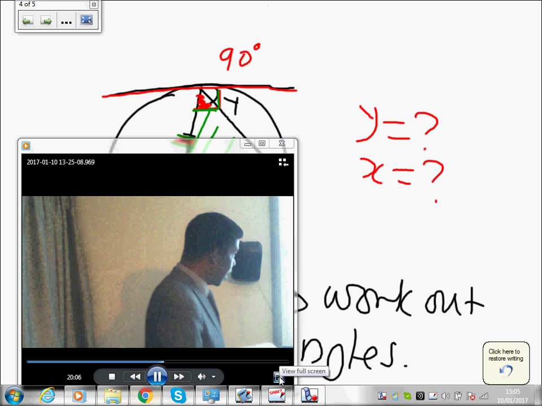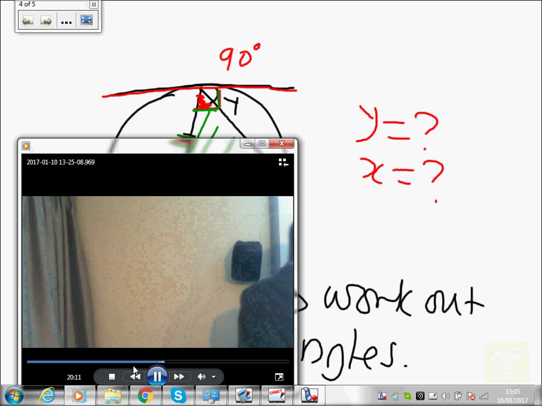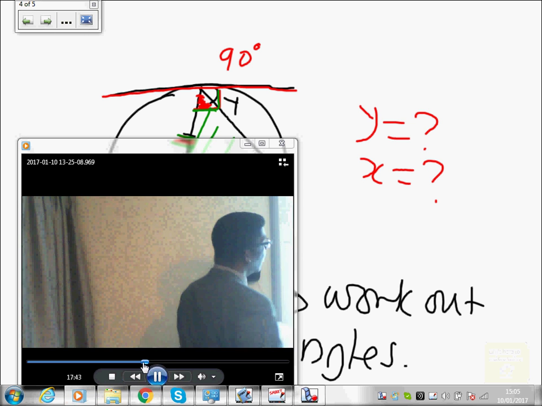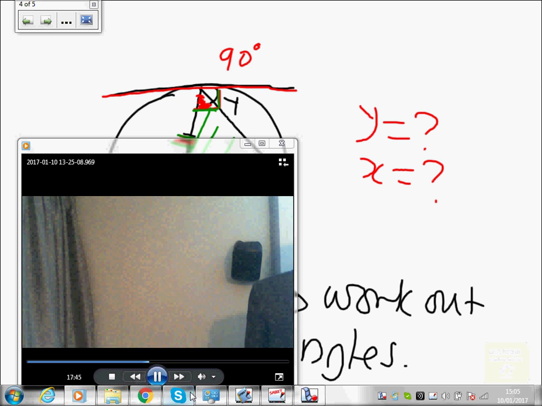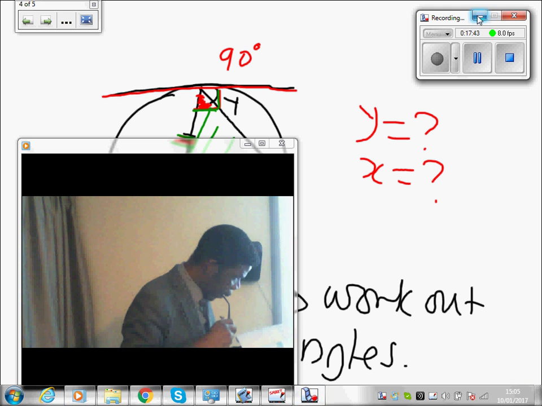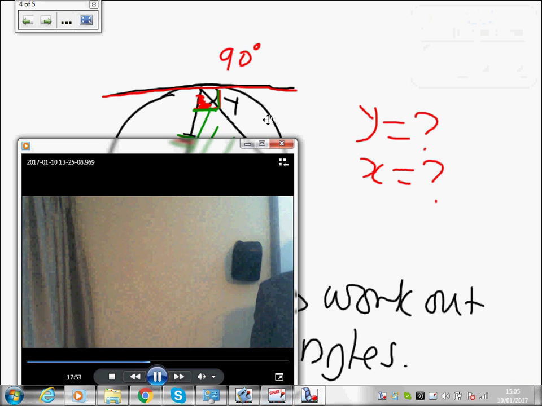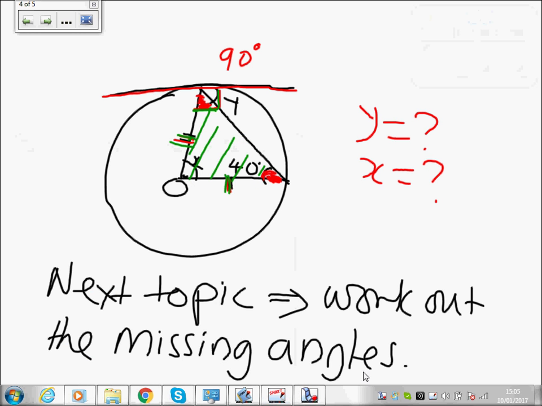Right. So now we are going to look at 40 degrees. And here they give us x. The idea is to solve this. We'll come back to that.